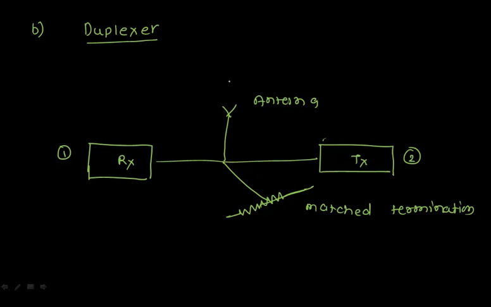First I'll talk about the transmission. Whenever I give something to port number 2, it gets divided into port number 3 and port number 4. So I have given some power, and my transmitting antenna will transmit. As I have terminated with the matched termination, whatever power is delivered to port number 3 will be delivered to this load, and no reflections will be there. This is one thing. Now what happens in the receiving mode?